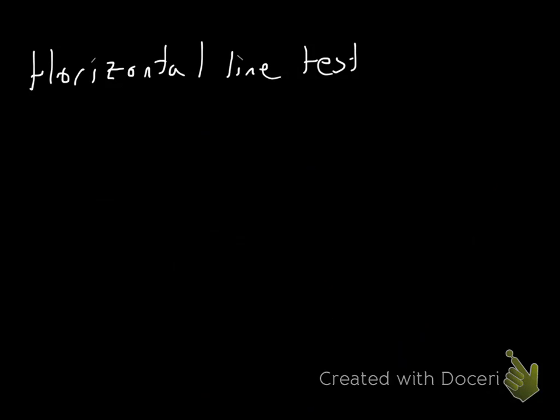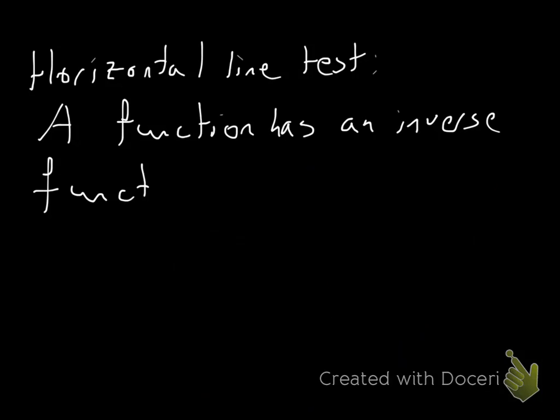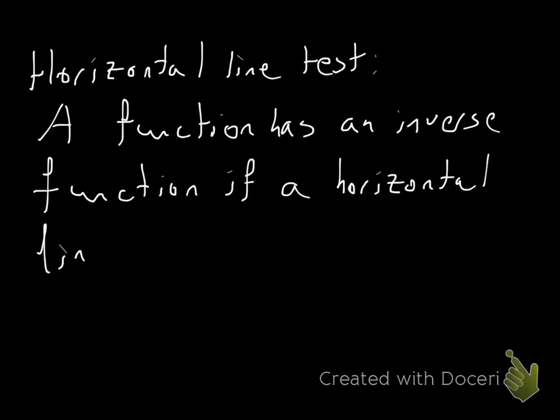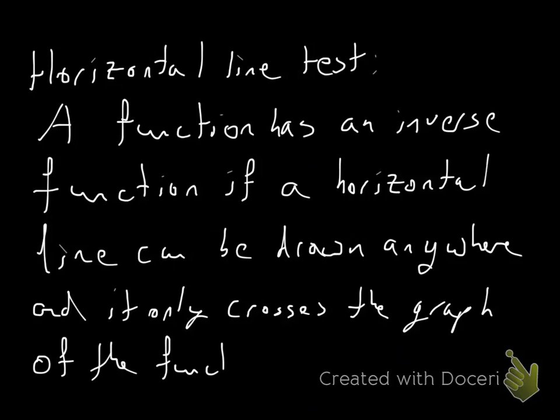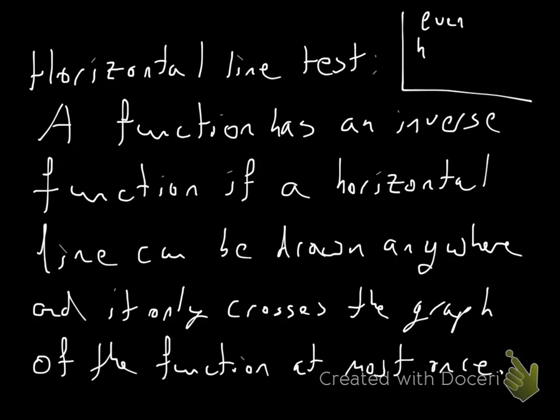So it's kind of like the vertical line test, except for this one, the horizontal line. So we say a function has an inverse function if a horizontal line can be drawn anywhere and it only crosses a graph of the function at most once. So at most once means that it could cross once or no times. Okay.